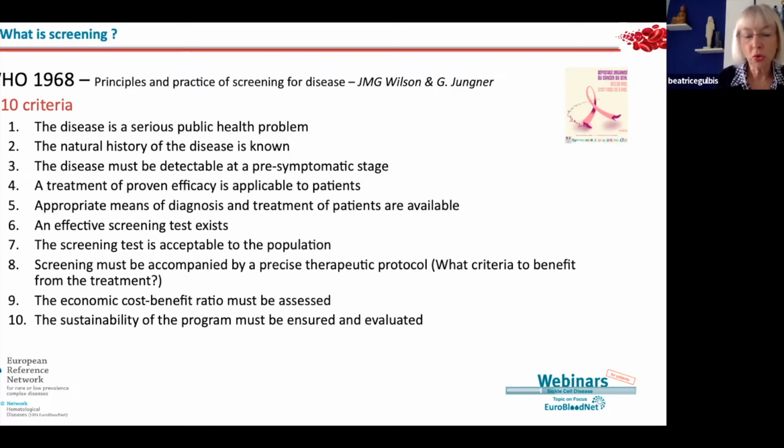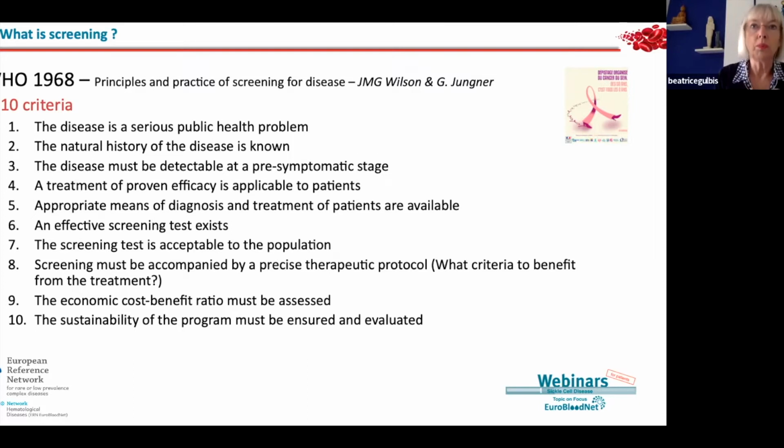You must also have an effective screening test, and it's acceptable for the population. If you have to cut your hand to have a diagnosis, it's not acceptable for the population, of course. And you must have a precise therapeutic protocol, so you know for whom you will give a treatment, and for those who won't get a treatment, you can wait a certain time, and so on.